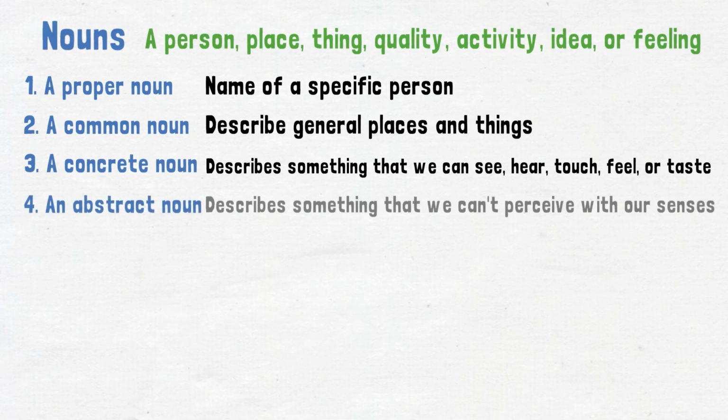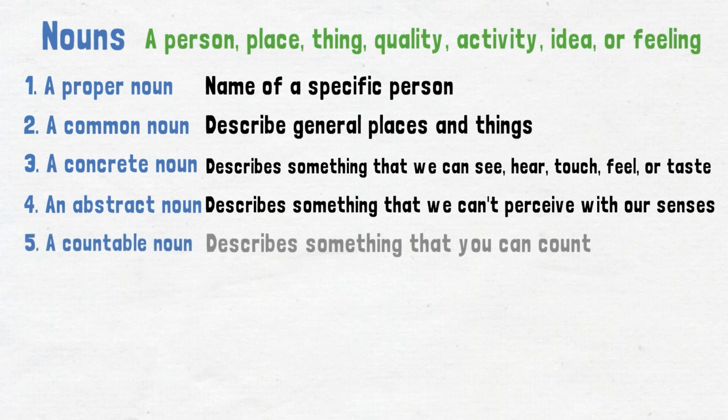An abstract noun describes something that we can't perceive with our senses. It means you cannot see, smell, hear, taste, or touch abstract nouns. For example, happiness or freedom. A countable noun describes something that you can count. These nouns also have singular and plural forms. For example, truck and trucks.